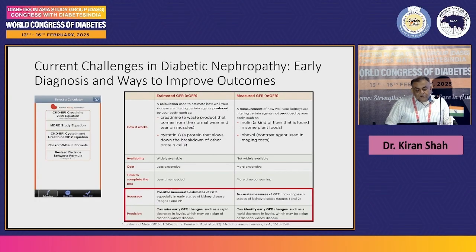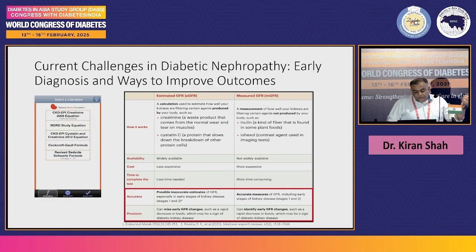The important part about measured GFR is the accuracy and precision. It gives accurate measures of GFR in the early stages of kidney disease prior to stage 3, that is stage 1 and stage 2. And it can easily identify early GFR changes such as a rapid decrease in levels, which may be a sign of diabetic kidney disease, which serum creatinine or the eGFR cannot.